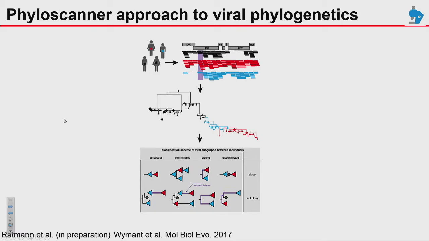We might also see cases where the male and the female sequences are completely intermingled, so there's no clear ancestral pattern. We might also have cases where the male sequences and the female sequences are next to each other, but they form two separate clades on the tree, and we call those situations siblings. They're not intermingled with one another, but they're not ancestral either. And then there's also the case when they're completely disconnected, and we have a bunch of reference sequences separating the male and the female.